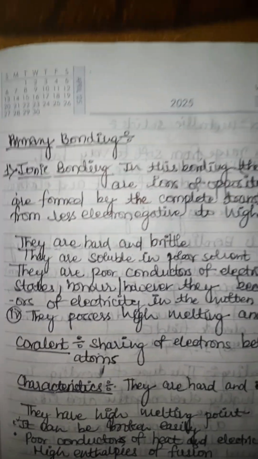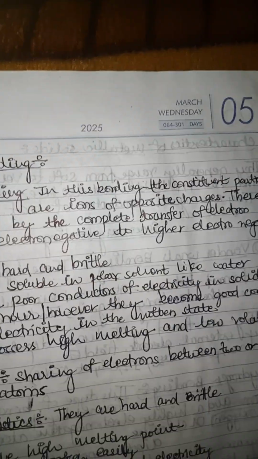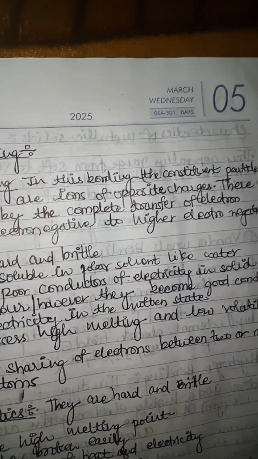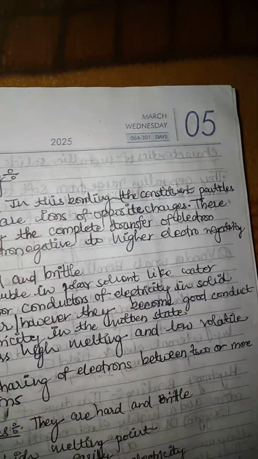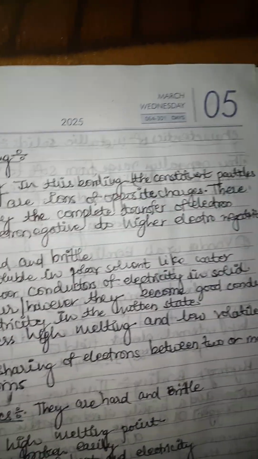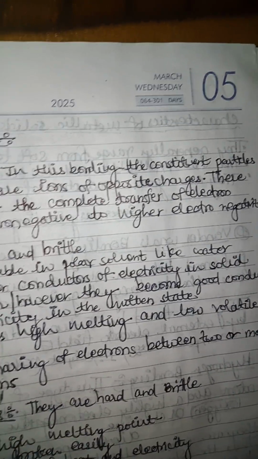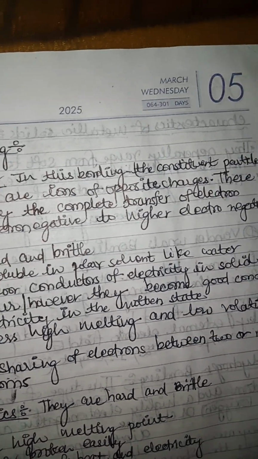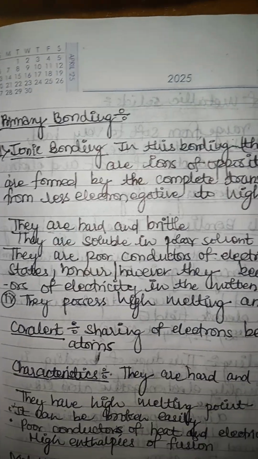Primary bonding: ionic bonding. In this bonding the constituent particles are ions of opposite charges. These are formed by the complete transfer of electrons from the less electronegative to the more electronegative atom. They are hard and brittle. They are soluble in polar solvents like water. They are poor conductors of electricity in the solid state. However, they become good conductors of electricity in the molten state.